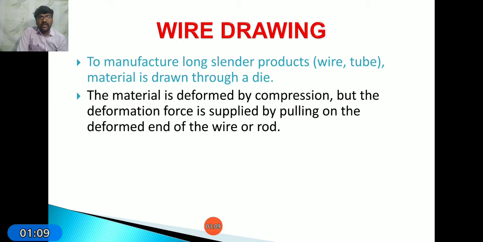In the extrusion process, we apply compressive force at the end of the workpiece or billet. But in wire drawing, we apply a pulling force at the deformed end, so we are applying tensile force on the workpiece. Compressive forces act on the surface of the workpiece. Due to these compressive forces, the shape and size of the workpiece change, and it is converted into wire or rod.